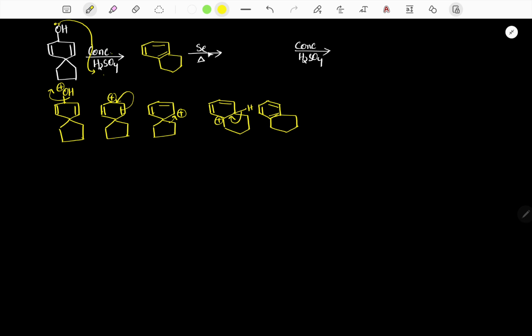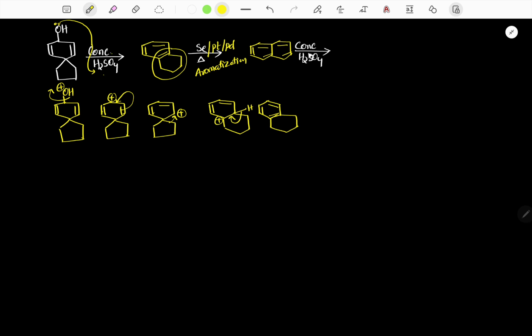Now it is treated with selenium and heat. Not only selenium, we can also use platinum or palladium. So it is called aromatization. A non-aromatic ring will be converted into an aromatic ring. So finally we get the corresponding naphthalene. The non-aromatic ring undergoes oxidation by losing hydrogen and finally converts into an aromatic compound.